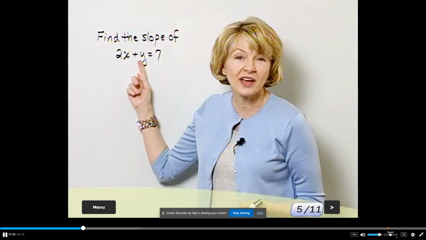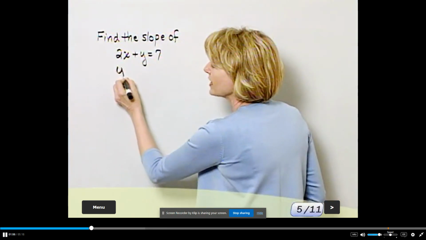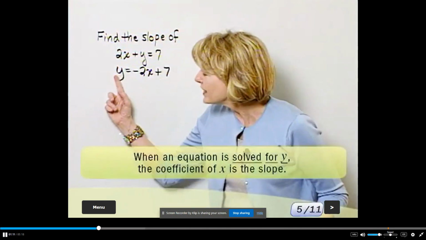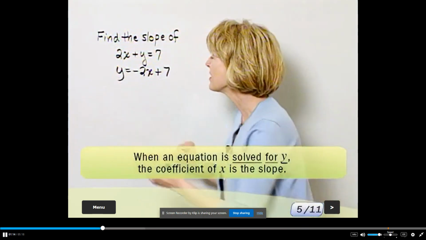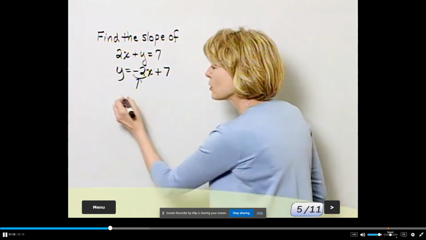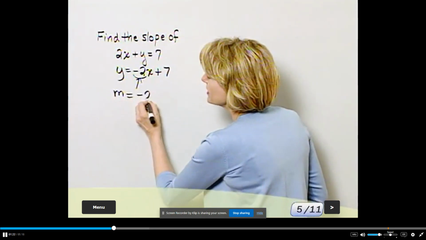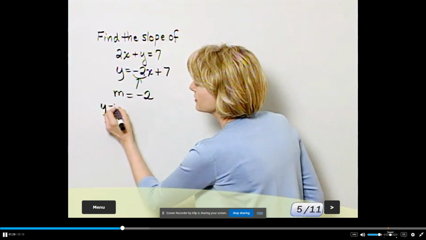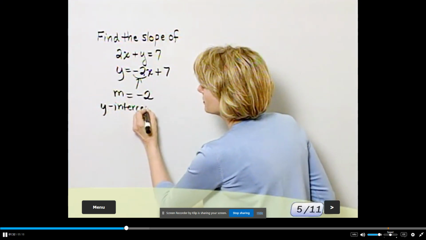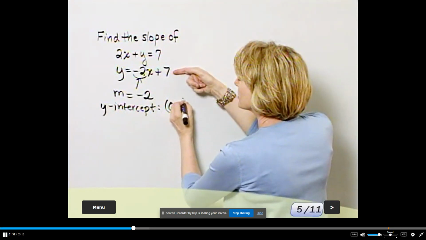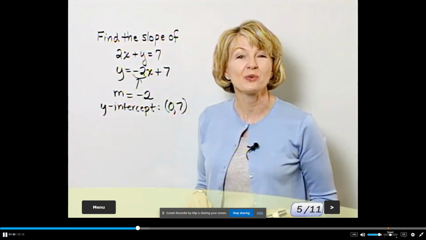How can I solve this equation for y? I will subtract 2x from both sides, and I'll have y equals then negative 2x plus 7. When an equation is solved for y, the coefficient of x is the slope. So the slope of the graph of this equation is negative 2. And by the way, what's the y-intercept? The y-intercept is the point 0, 7. So there's the slope, there's the y-intercept.